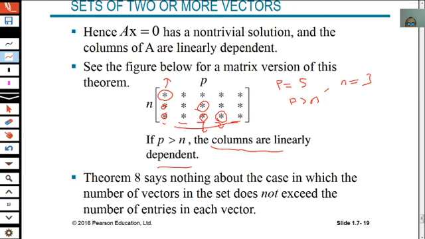So when we have 3 basic variables, directly we find a linear dependence relation, if you remember the first example or second example. Therefore, when we have more columns than the number of entries for each vector, we have a linearly dependent set containing the columns of the matrix. Therefore, if a set contains more vectors than there are entries in each vector, then the set is linearly dependent.